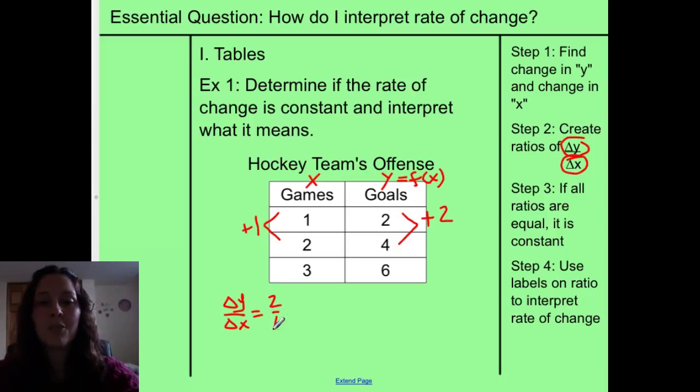In order to determine if the rate of change is constant, we have to check the rate of change for the next set of ordered pairs. So the change from 4 to 6 was a plus 2, and the change from 2 to 3 was a plus 1. Those are the exact same values, so we do have a constant rate of change.